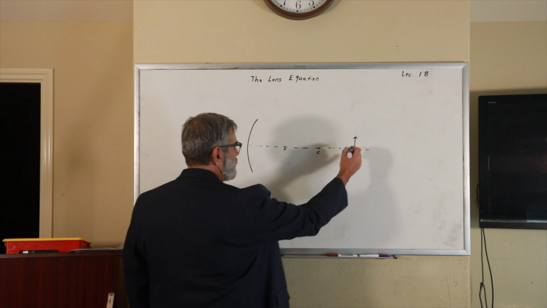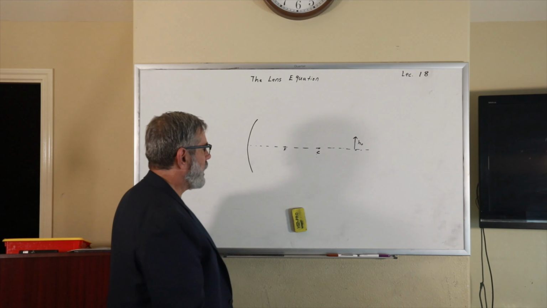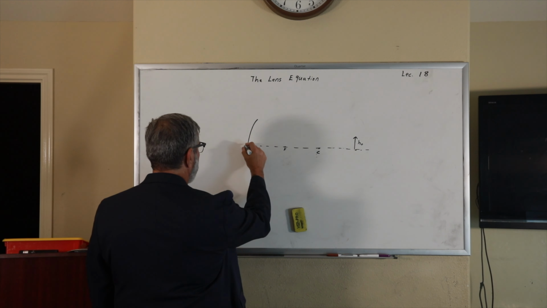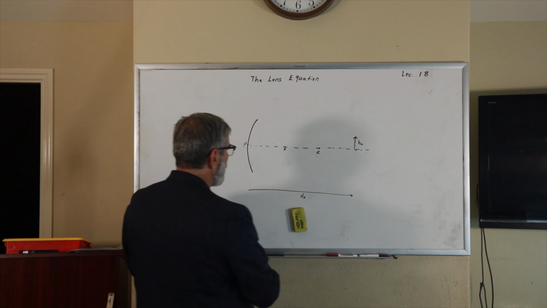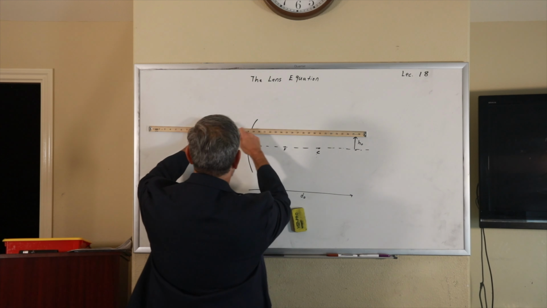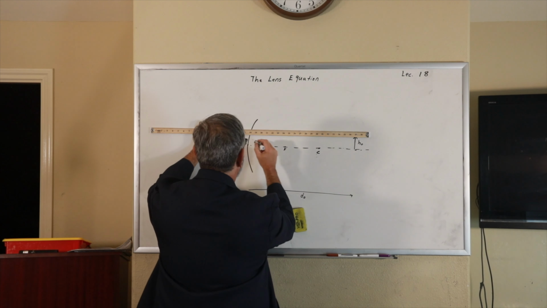Just to remind you, if I have an object of height HO, we'll call that the object's height, and it's going to be at a distance from the pole, P, of, we'll call it DO for object distance. What's going to happen here? Well, let's see where the image is going to form. Let's construct a parallel ray, a ray parallel to the optic axis anyways, like so, and we know that's going to pass through the focus.